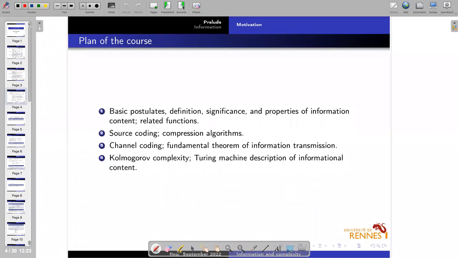So the plan of the course is the following. The first lecture, and maybe part of the second lecture, will be devoted to the basic postulates of information, its definition, its significance, and some properties of the information content, and then we shall speak about related functions. The second lecture will be devoted to source coding and to compression algorithms, and the third will be concerned with channel coding, and we shall especially state the fundamental theorem of information transmission. And the final talk will be about Kolmogorov complexity, Turing machines, and Turing machine description of information content. So that's the plan.